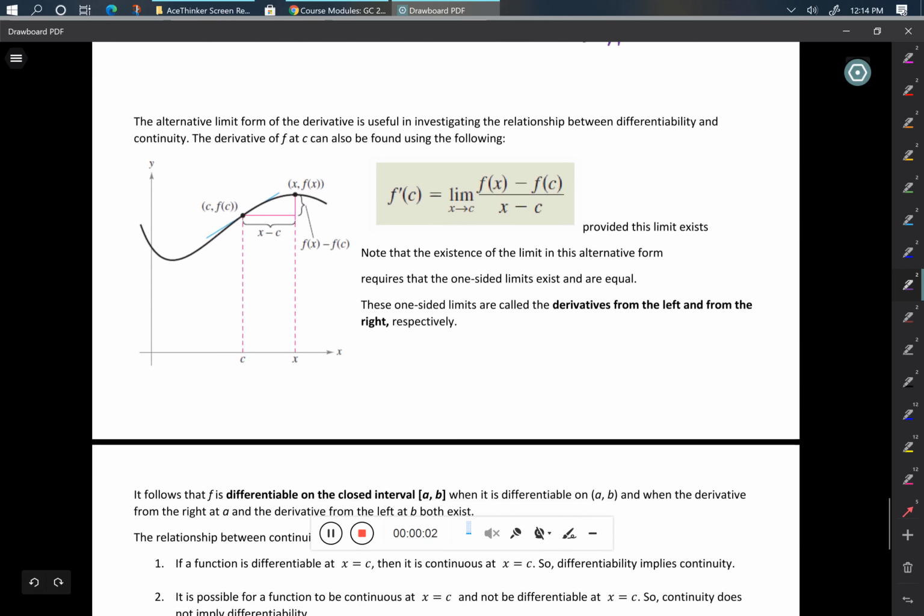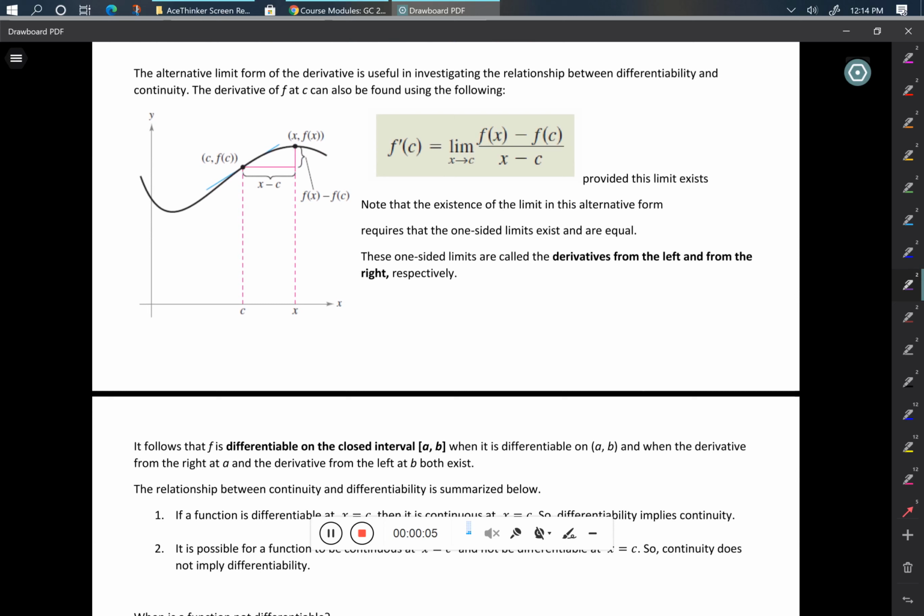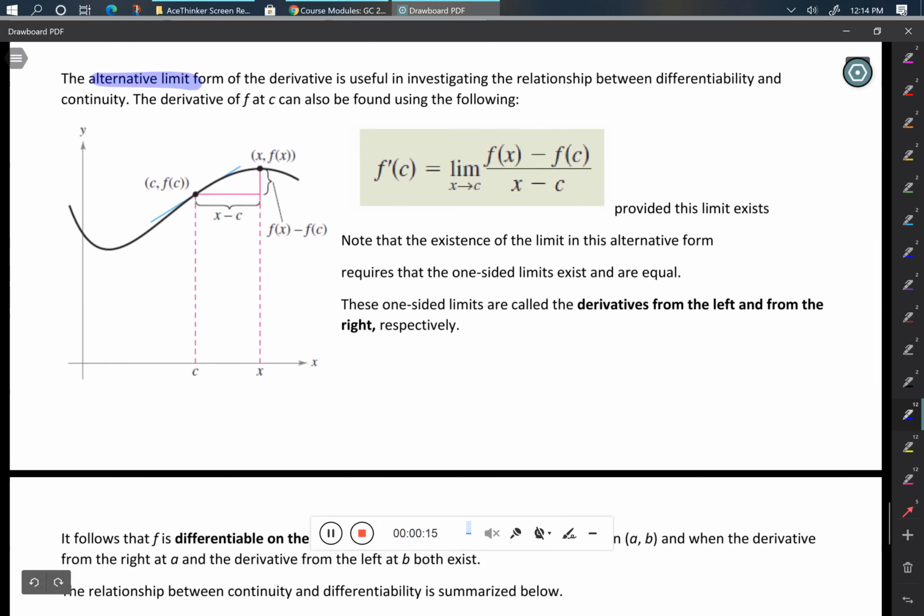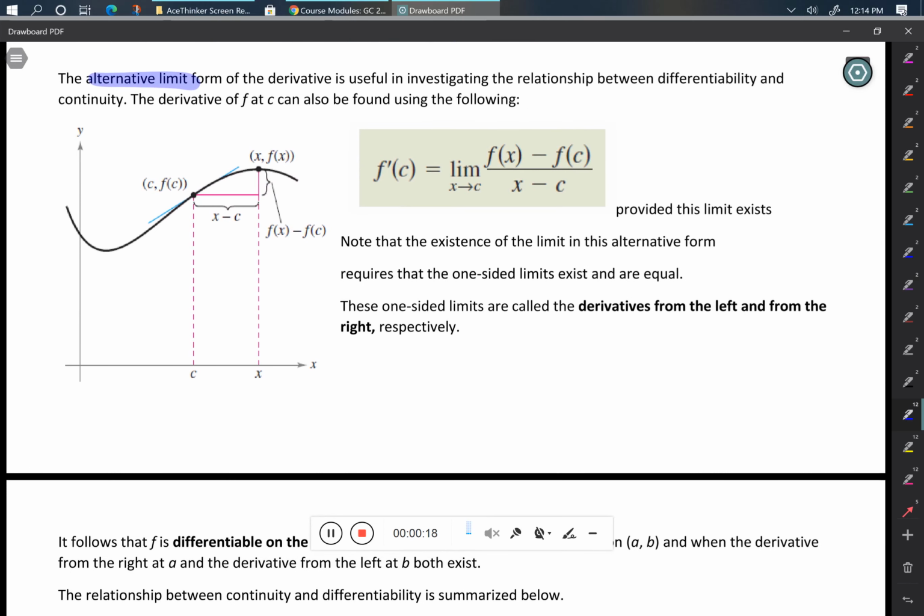Okay, so welcome to part 4, where we're going to take a look at that idea of the derivative again, but we're going to take a look at it using an alternate definition, an alternate limit form. When I say an alternate limit form, that's literally what I mean. This is not a better, not a worse, just a different way to look at it.